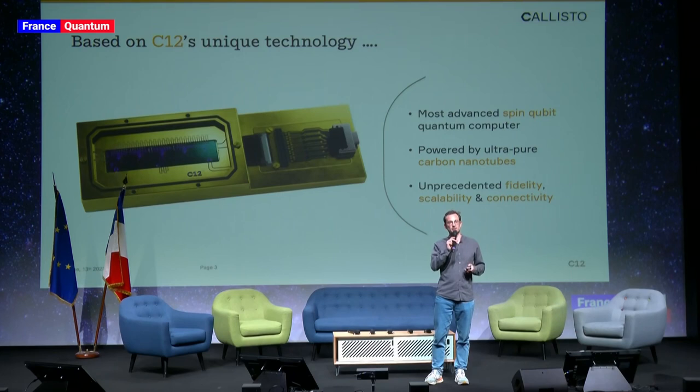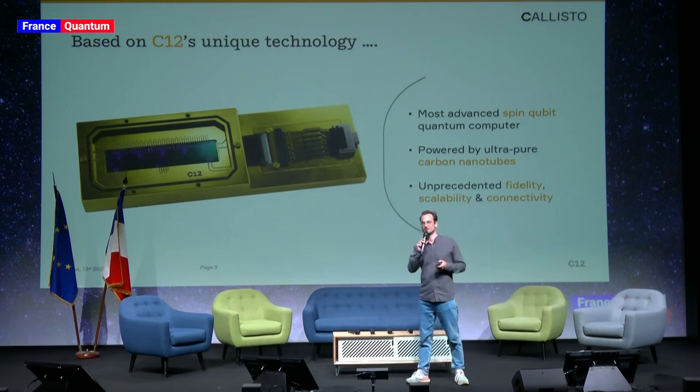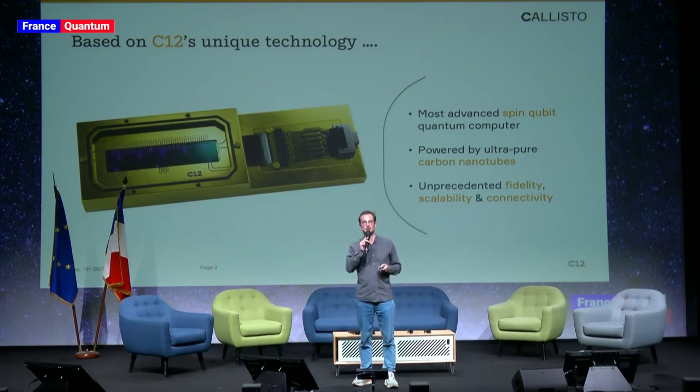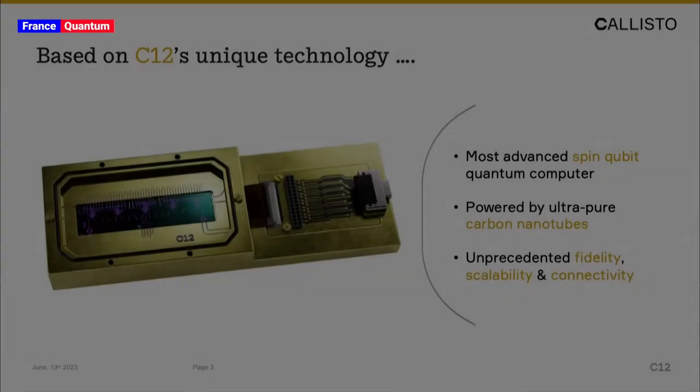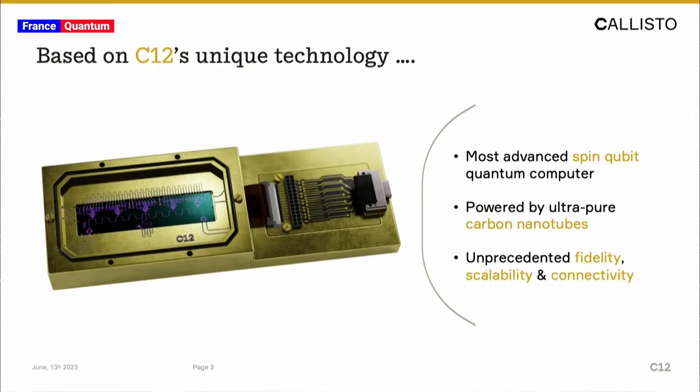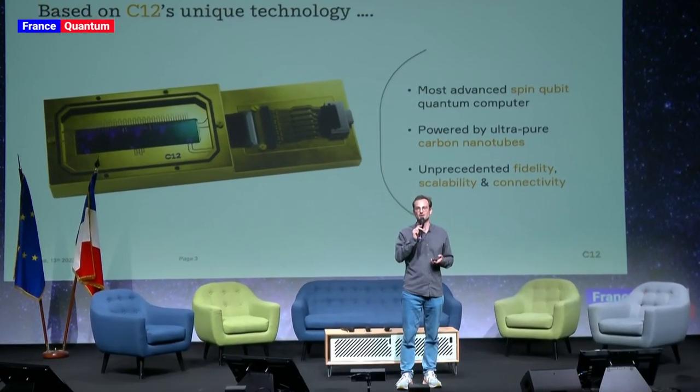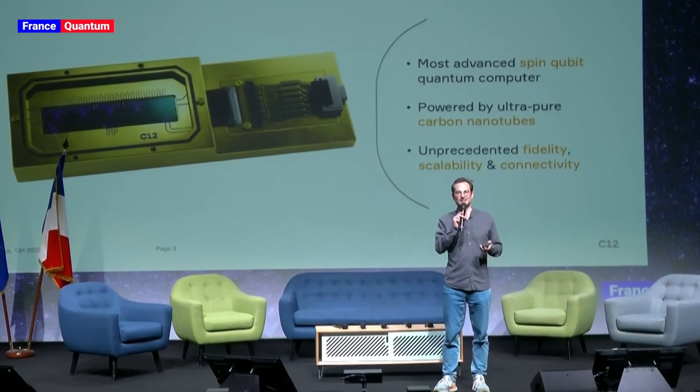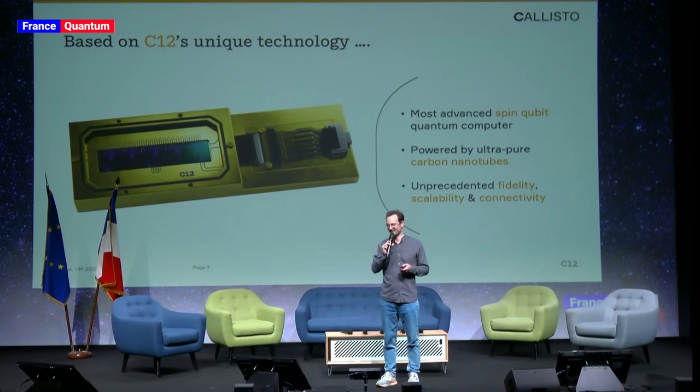The C12 emulator is a software product that emulates and imitates exactly the functioning of real quantum hardware. It's based on our unique technology. We have a very unique way of building a quantum processor, and our tech can offer unprecedented qubit quality and fidelity of basic operation. And this is exactly what we put into Callisto to make this technology available for the first time to a quantum developer. For the moment, no quantum developer has ever tested our tech. So I'm extremely thrilled to share this announcement with you today.